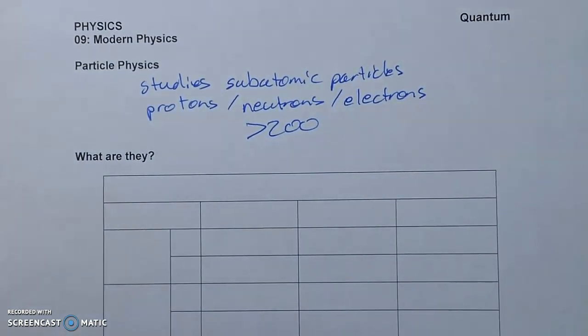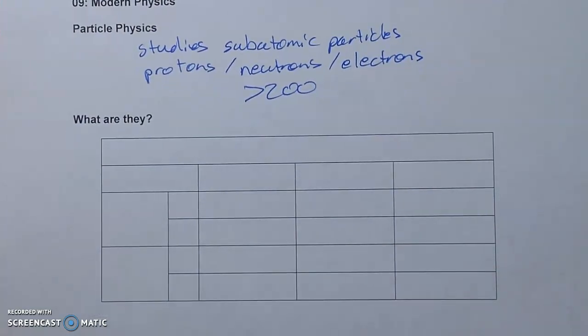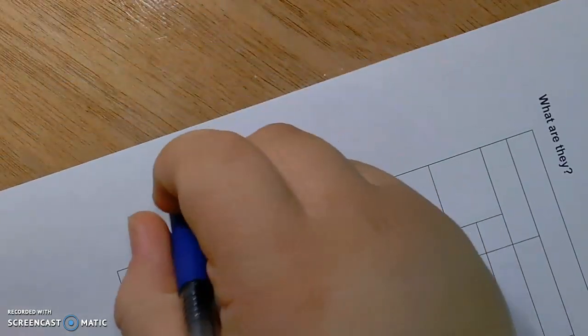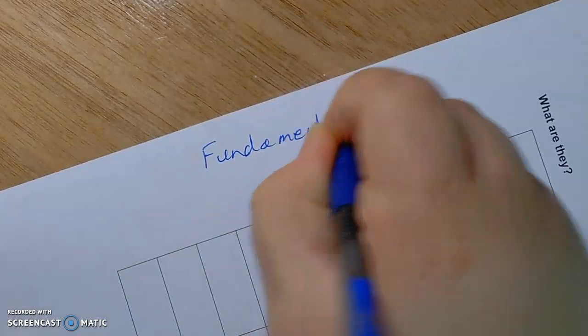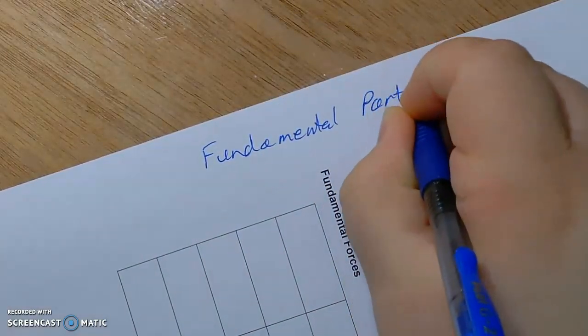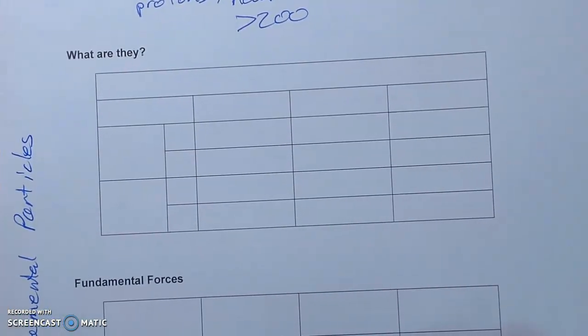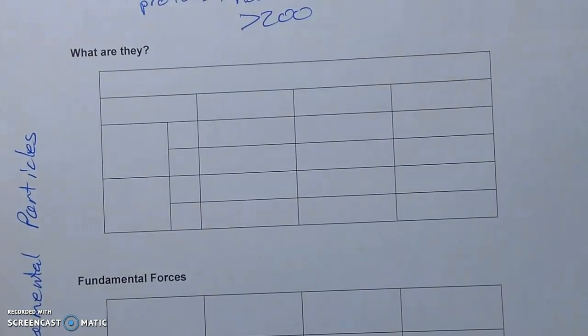And then they started to look at those 200 and to classify them just like scientists do. They looked for ones that were made up of others and which ones could be broken down. And we found some that were what we call fundamental. So this whole page, we're going to be looking at fundamental particles. Fundamental particles are ones that are not made up of other particles. Okay? So, what are they?